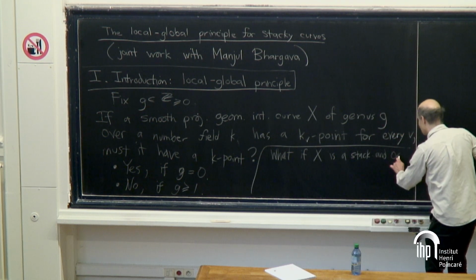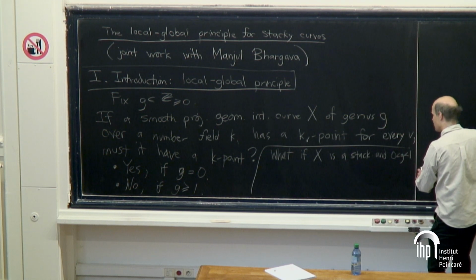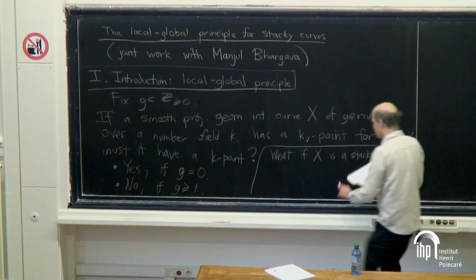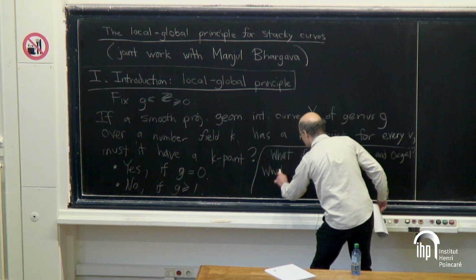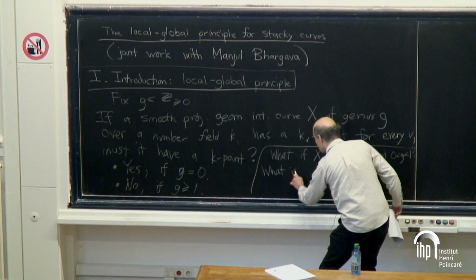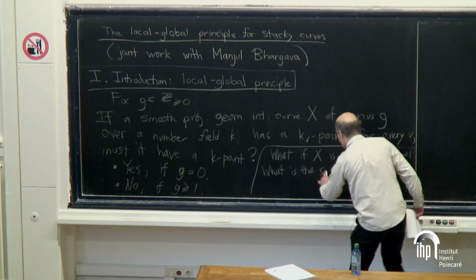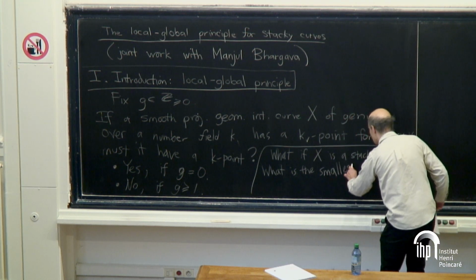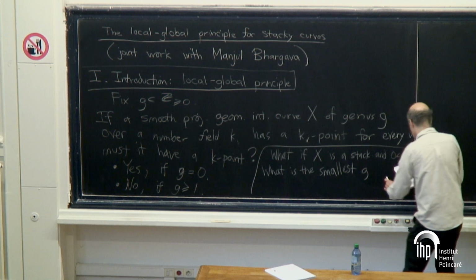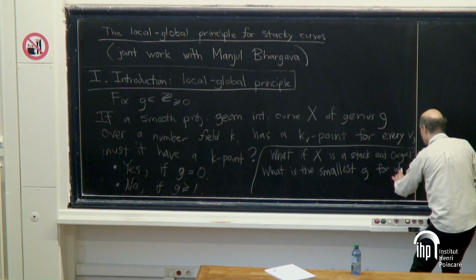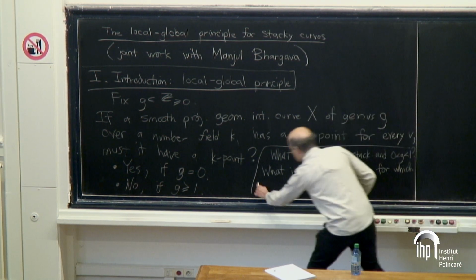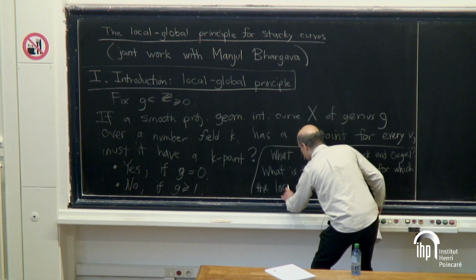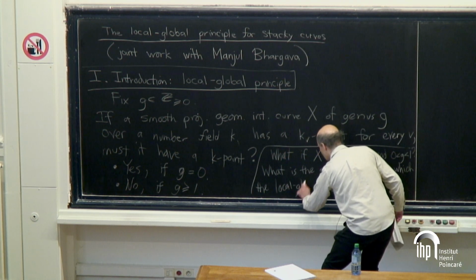So precisely what we want to answer is: what is the smallest genus g for which there's a counterexample, for which the local global principle fails? And I'll have to explain what all this means.